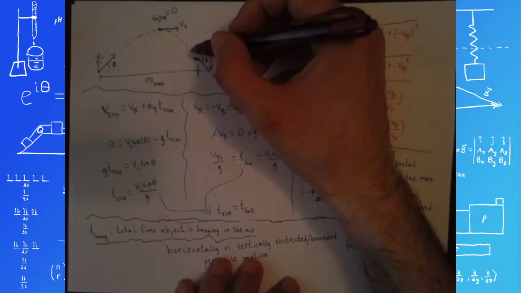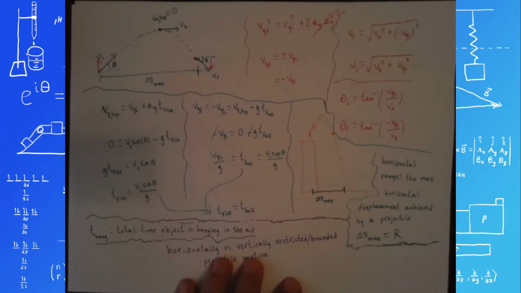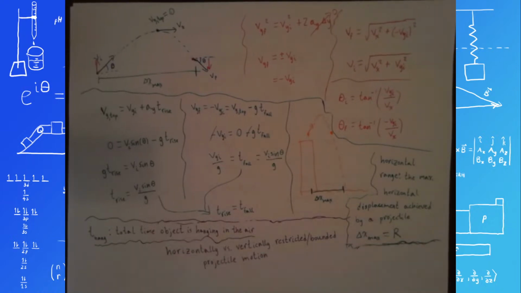That happens after achieving a certain amount of vertical movement. It doesn't matter how far you travel or don't travel horizontally for this. All that matters is when do you hit the ground. That's when the motion stops. So that would be a vertical restriction or boundary on the problem.